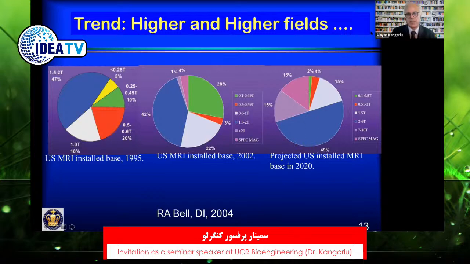And the 1.5 Tesla scanners are now down to about 15% of all the scanners, and the 7 to 10 Tesla scanners are also increasing very rapidly, albeit in the research setting.